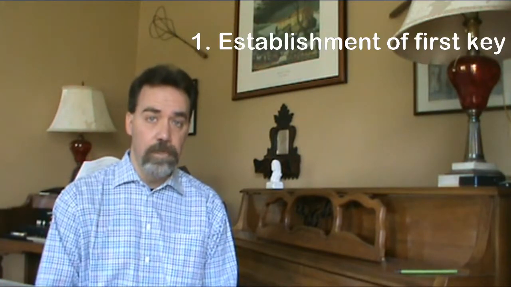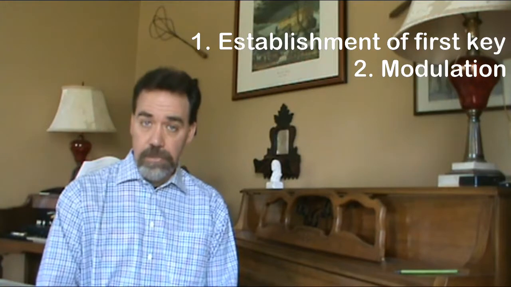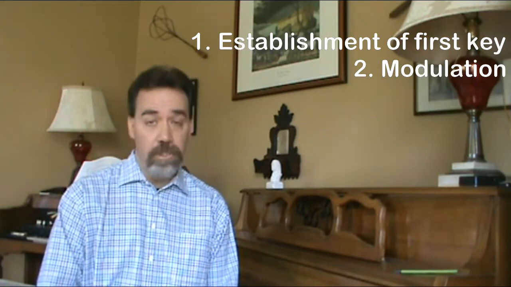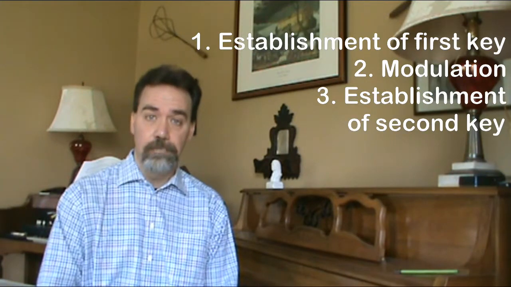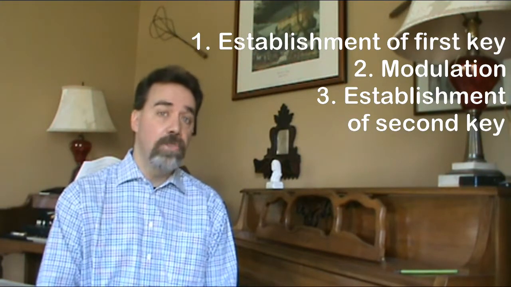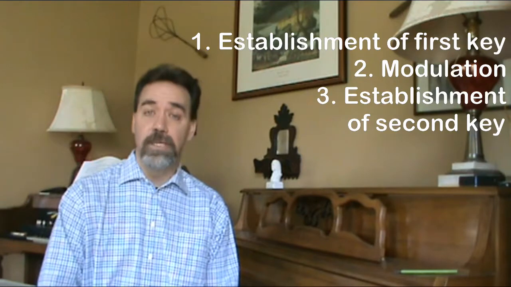So when we're talking about modulation, we have to talk about how it happens. There are three parts to a modulation. Those are the establishment of the first key, the actual modulation through a couple of different processes, which I'll talk about in a little bit, and then the establishment of the second key. So it's important that all three of these things happen in a convincing way.